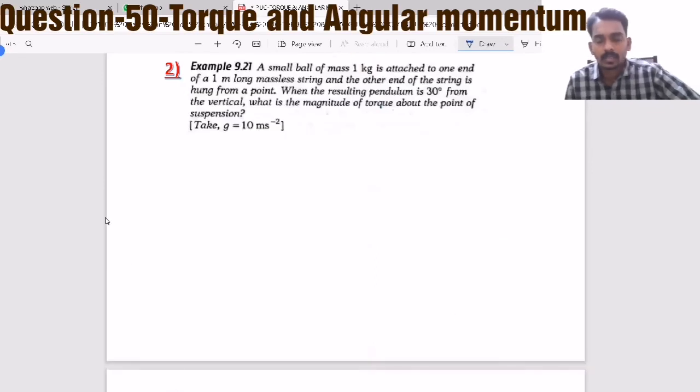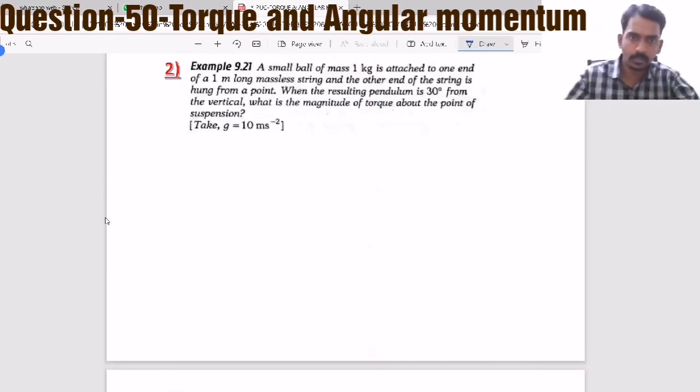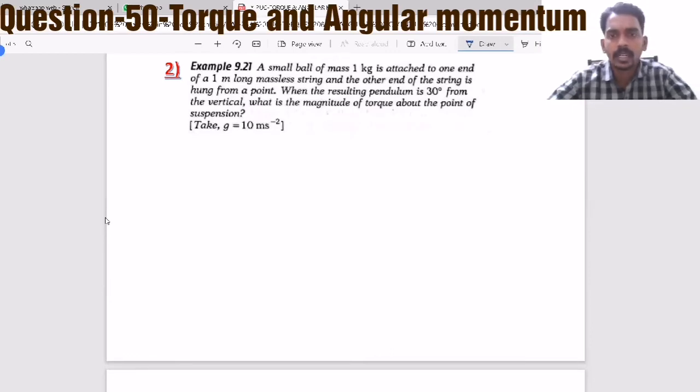Now let's take another question. A small ball of mass 1 kg is attached to one end of a 1 meter long massless string, and the other end of the string is hung from a point.